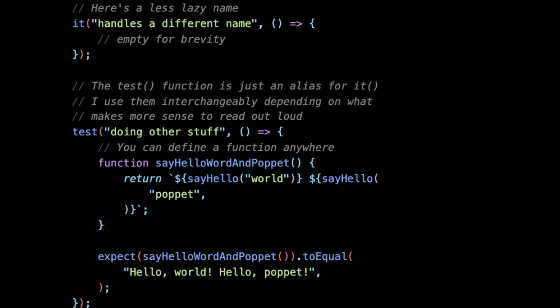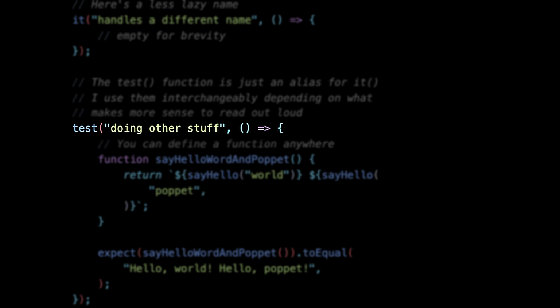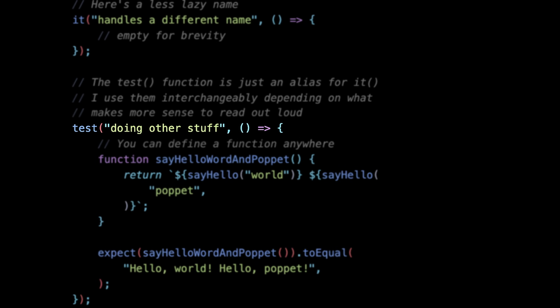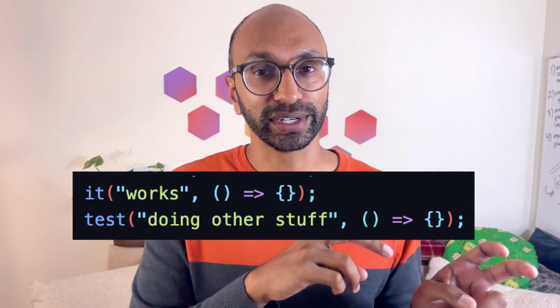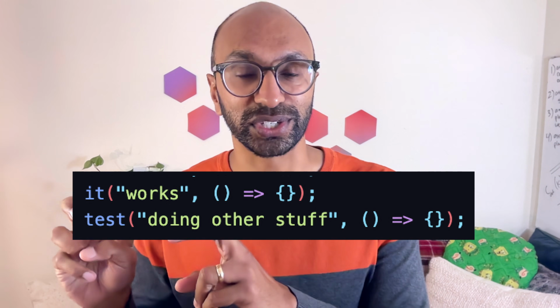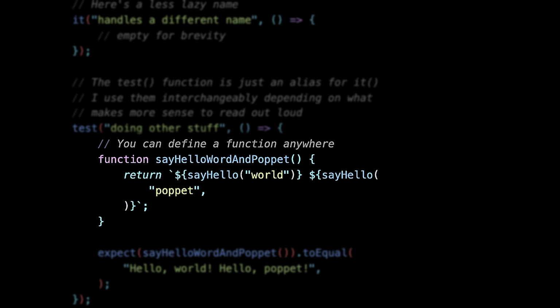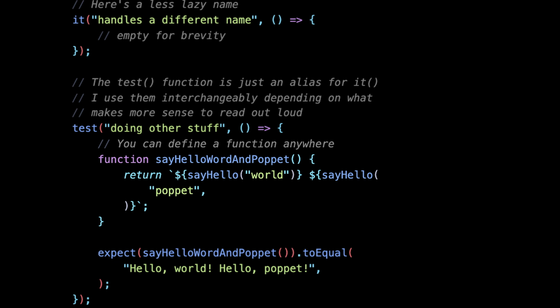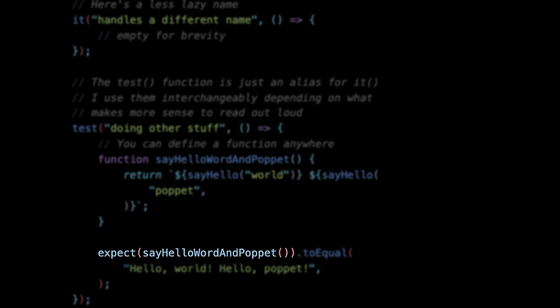I guess sometimes I'll use the function called test instead of the function called it, and that's purely for my neuroses so it reads grammatically correctly. It works, and test doing other stuff. Other than that, it makes no difference. And as you see here, sometimes I'll define a function within a test itself, and sometimes I'll just call that function directly inside the expect instead of saving it to a variable first. It's just what I happen to feel like writing for what I thought would be most readable.